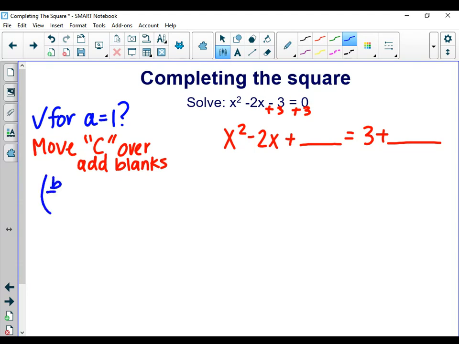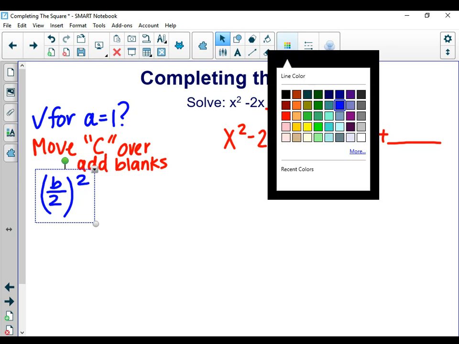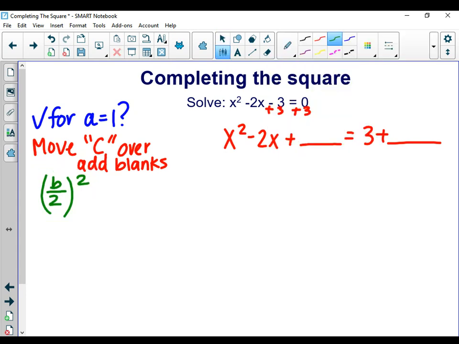I'm going to do B divided by 2 and square it. There we go. Okay, so my B value in this case is -2 divided by 2 and square it. So I get -1 squared, which is 1. So that's what goes in those blanks.